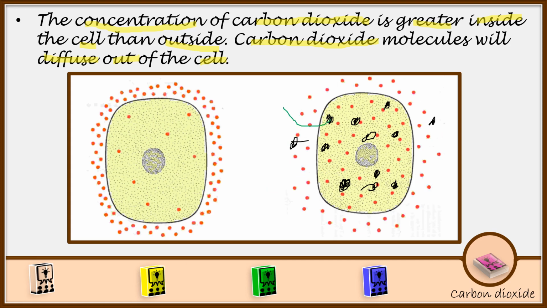This carbon dioxide is going to diffuse out of the cell. Why? Because of the concentration gradient that has been created by respiration taking place inside the cell. So much of the carbon dioxide will diffuse from the cell and go outside of the cell.